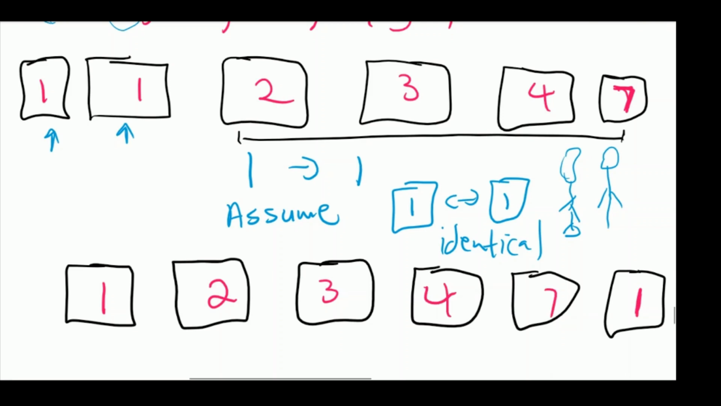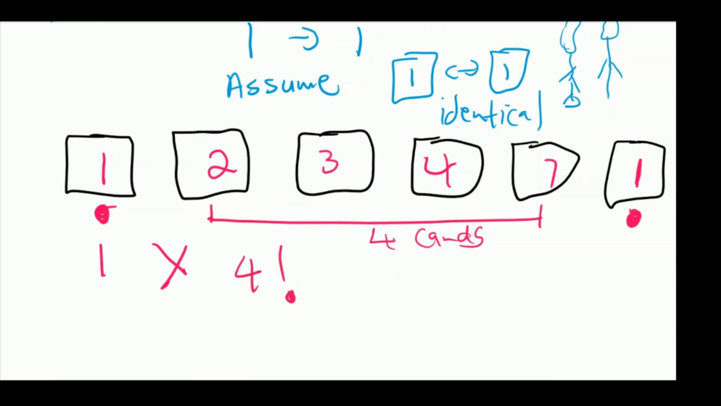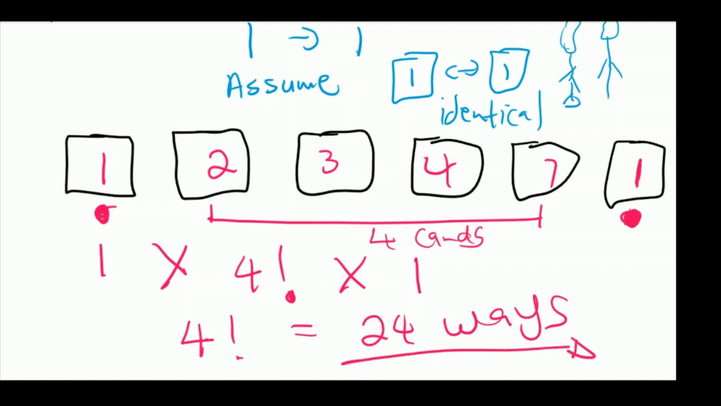So what's going to happen is, if we consider the first and last to be identical, then it's going to be 1 factorial. It's just simply going to be 1 multiplied by what happens in between, which is going to be different, right? So these cards, 2, 3, 4, 7, are different from each other. We have 4 cards, so it's going to be 4 factorial multiplied by the 1, because we consider it to be the same as the other one and they're identical. So you're going to have 1 multiplied by 4 factorial multiplied by 1, which gives 4 factorial as your answer, which is 24 ways. So this is how you're going to solve this problem.